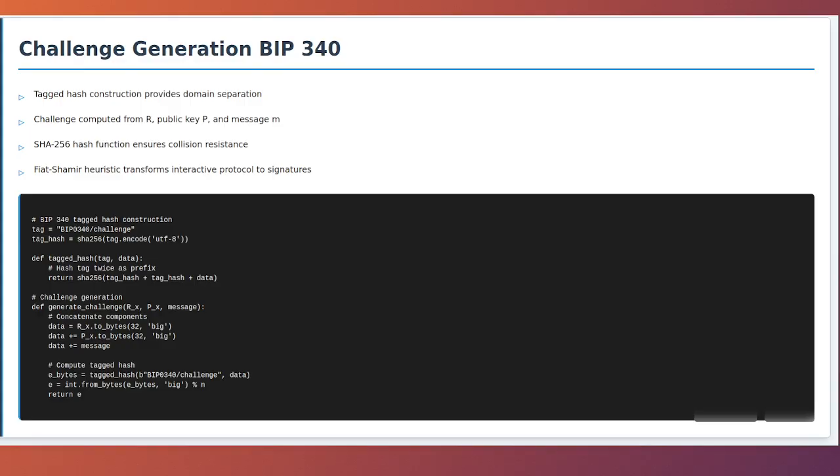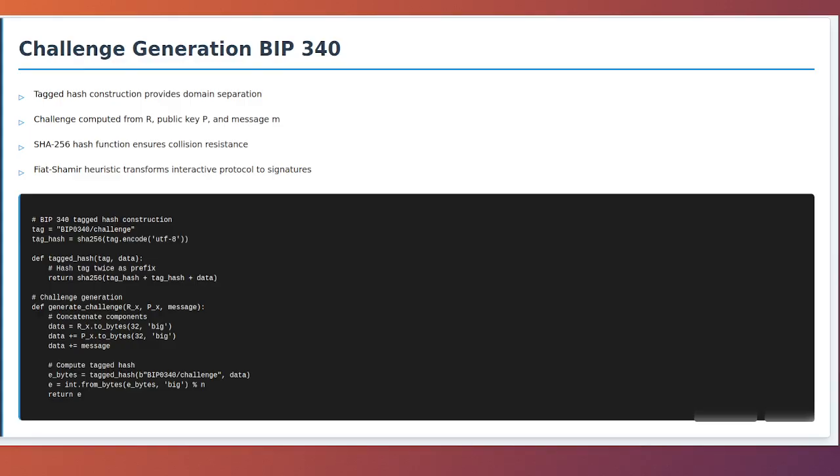This transformation from interactive to non-interactive is accomplished through the Fiat-Shamir heuristic, where the random challenge is replaced with the output of a cryptographic hash function. The challenge is computed by hashing together several components: the x-coordinate of the nonce point R, the x-coordinate of the public key P, and the message M. The specific format of this hash input is defined precisely in BIP 340 for Bitcoin Schnorr signatures.